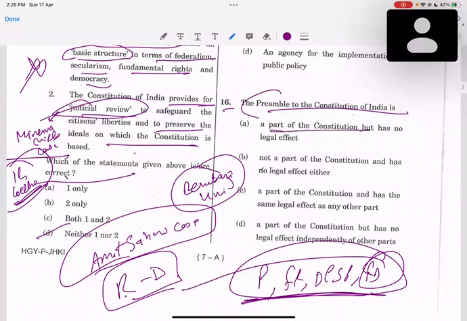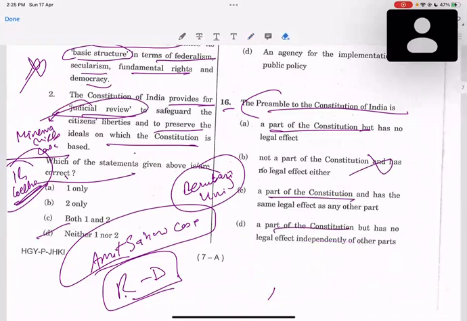So, 'is a part of the Constitution' versus 'not a part' - this is wrong. Then, 'but has no legal effect.' Yes, it doesn't have a legal effect; this option could be right. 'Has no legal effect either.' 'Is not a part of the Constitution, has no legal effect either.' This is a bit of a confusing statement.